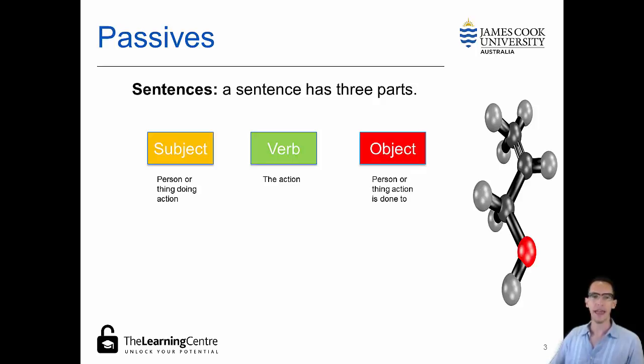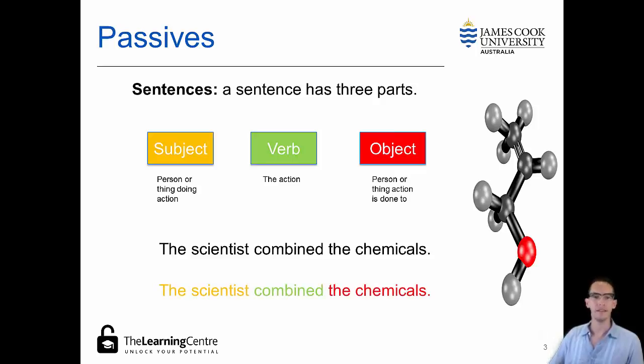So if we look at our example sentence, the scientist combined the chemicals. The scientist is the subject. The scientist is doing the action. The scientist is combining. The chemicals are the object. The action is being done to them. The chemicals are being combined. And the verb in the middle is combine. The scientist combined the chemicals.